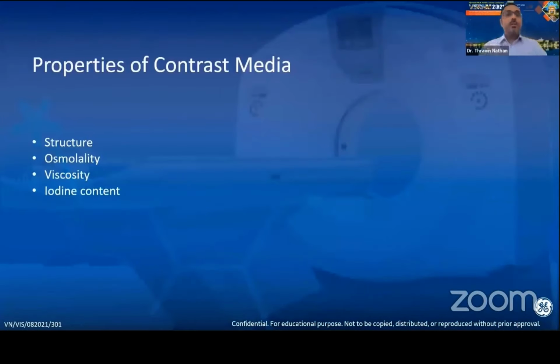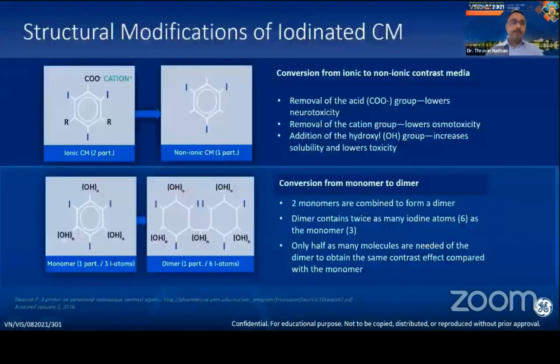Now, to understand the choice of contrast media, we first need to understand the important chemical properties as well as physical properties that are important in contrast media. And by that, I mean structure, osmolality, viscosity, as well as iodine content. Now, let's dive a little bit deeper into structure.